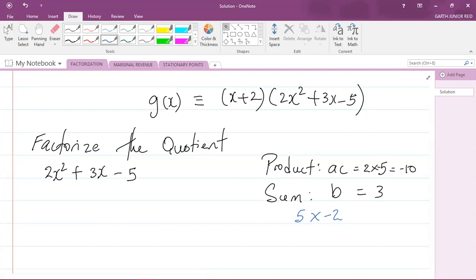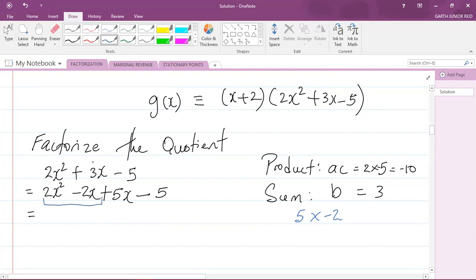Those two numbers are 5 and negative 2, because when we multiply 5 and negative 2, we get a negative 10, and 5 plus negative 2 is going to give me a 3. So I'm going to split the middle term here, 3x, using those two numbers. So I can say that this quadratic here is equal to 2x squared. I'm now going to split the 3x into the negative 2x and the positive 5x, minus 5 at the end there. And this is now going to be equal to, I'm now going to group these two terms.